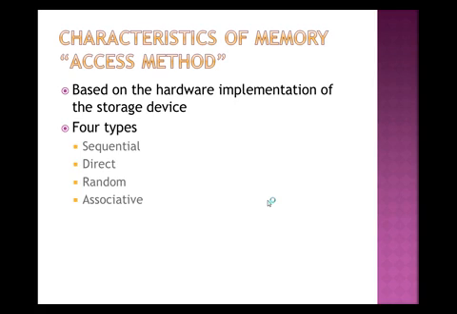Then there is the access method, that is how we can access the data or instructions from the memory. That is the next concept that we studied. There are 4 types by which we can access the data: sequential, direct, random, and associative. We discussed them in detail one by one.